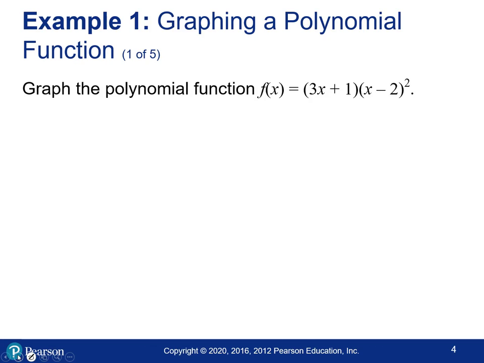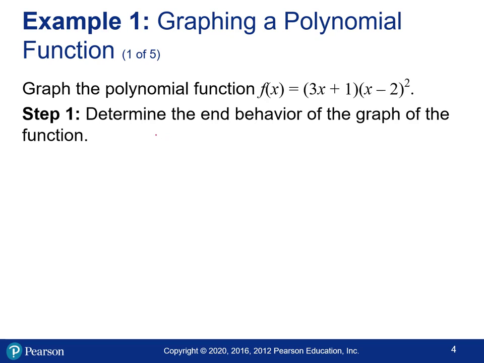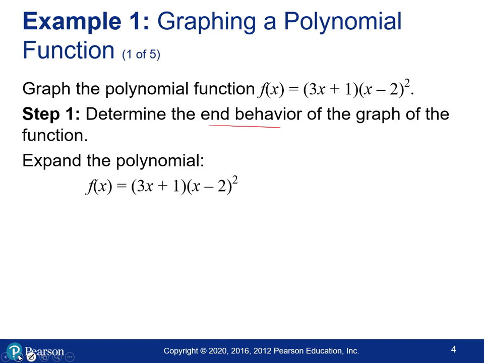given data. So our first example, jumping right into it: graph this polynomial, 3x plus 1 times x minus 2 squared. And so we worked on a lot of these steps in a previous video, and we're going to put them all together here. So step 1, determine the end behavior of the function. And so what you're going to do here is you want to multiply out the polynomial. In other words, we expand it.